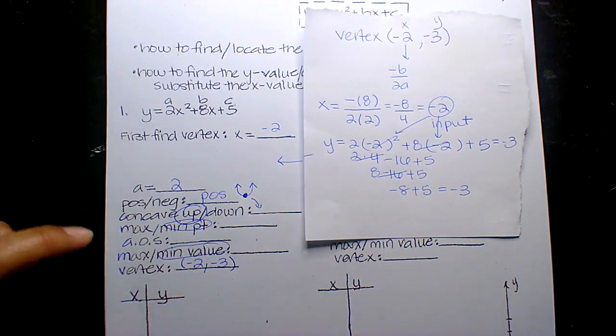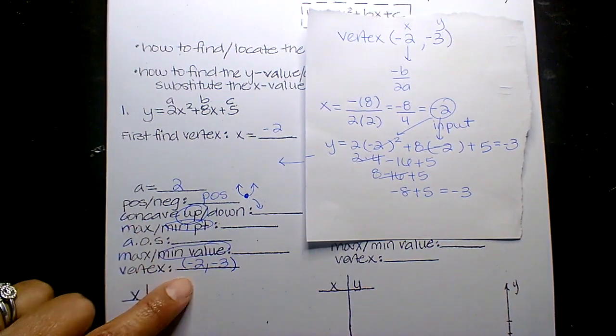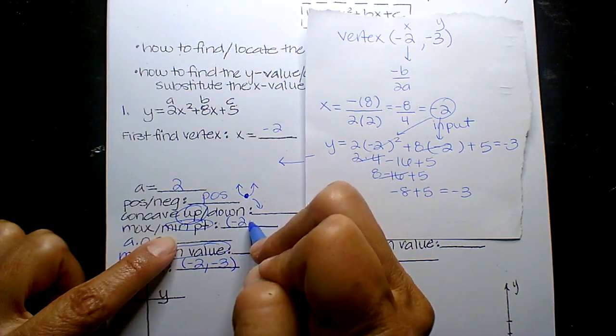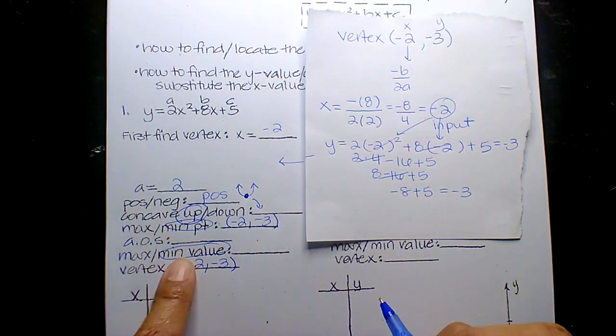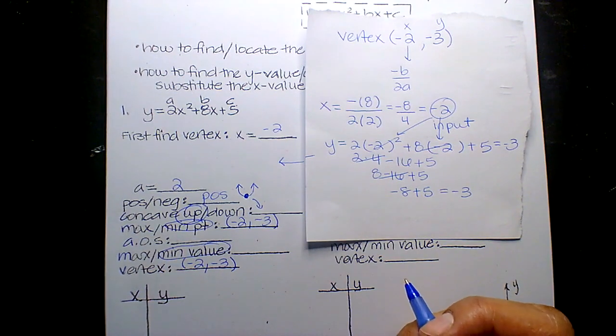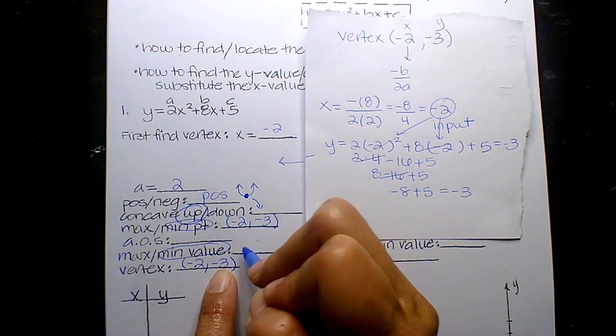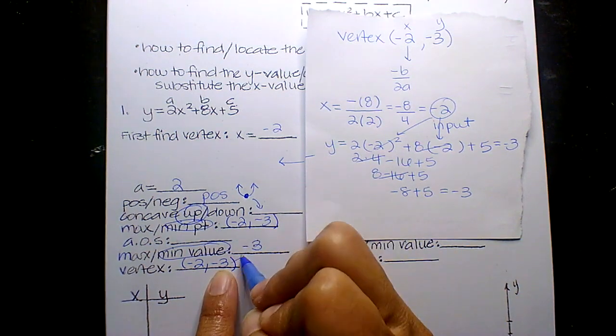Remember, the point is the same as your vertex, so it's negative 2, negative 3. What is the value? Before, I would tell you it was the k value in vertex form, but it's just the y value of the vertex. It's that same number.